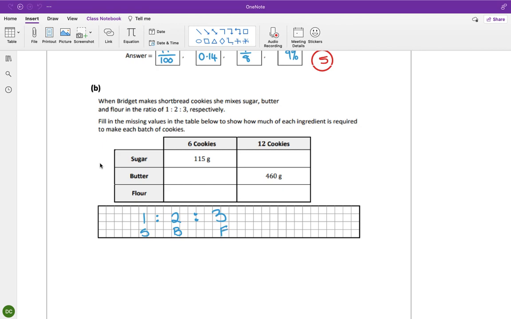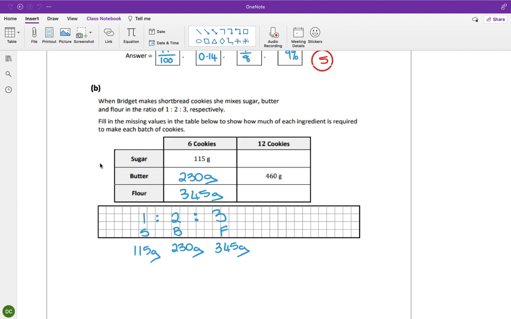Okay, so if sugar is 115 grams, then butter is going to be twice that. So 115 multiplied by 2 is 230 grams. So that's that one. And then flour is going to be 115 multiplied by 3. So that is 345 grams. And those numbers that I've written in are for 6 cookies. So if you want 12 cookies, you're just going to have to double the recipe.